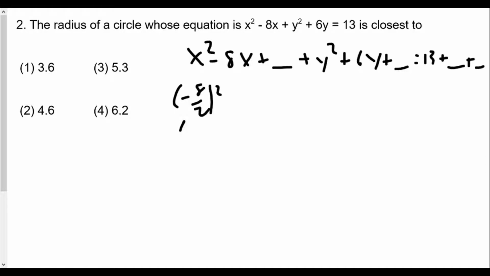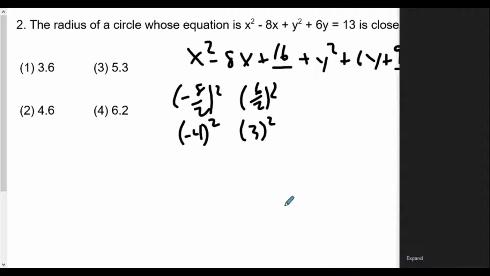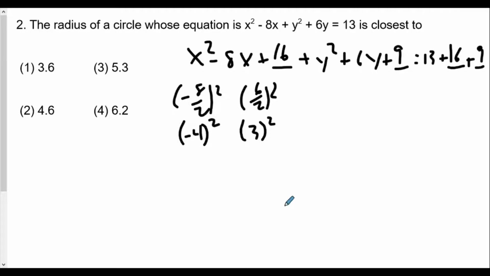It's going to be negative 4 squared, which is 16. And then we have 6 over 2 squared, which is 3 squared, that's going to be 9. So I have 16 and 9. Now, to answer this question, we do not need to complete the square because all we need is to find the radius. But I'm going to complete it anyway because I just love completing the square.